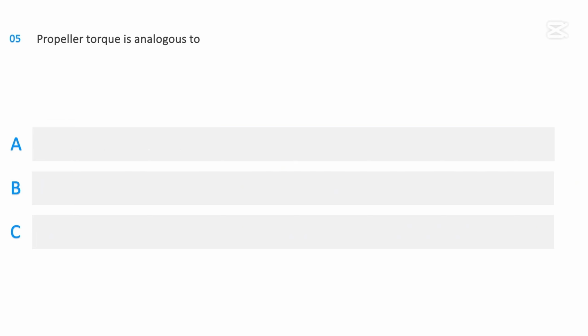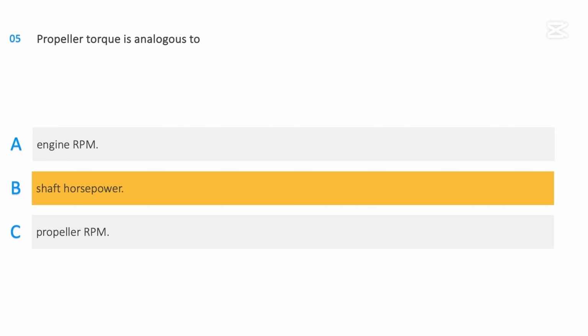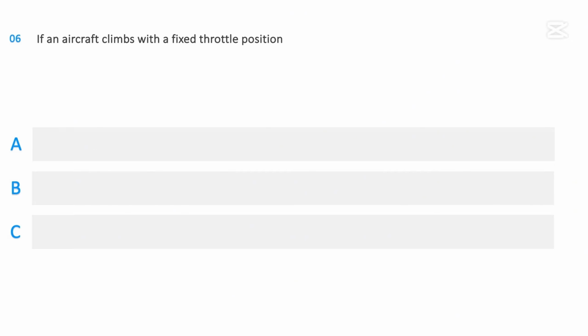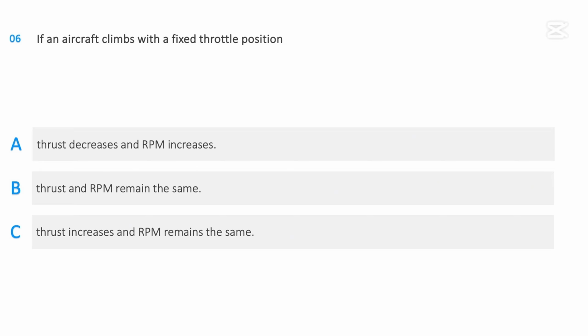Propeller torque is analogous to engine RPM, shaft horsepower, propeller RPM. The correct answer is shaft horsepower. If an aircraft climbs with a fixed throttle position, thrust decreases and RPM increases. Thrust and RPM remain the same. Thrust increases and RPM remains the same. The correct answer is thrust decreases and RPM increases.